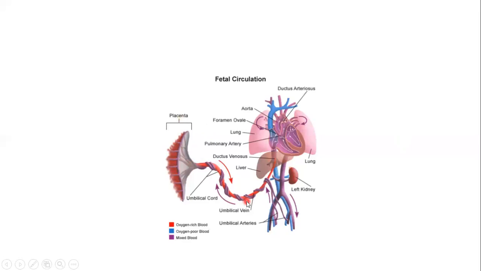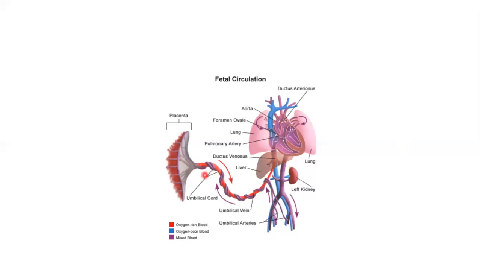So we've got literally three blood vessels: two umbilical arteries and one umbilical vein. Initially, there are actually two umbilical veins as well, but the right umbilical vein tends to degenerate. Therefore, we only remain with one umbilical vein and two umbilical arteries.